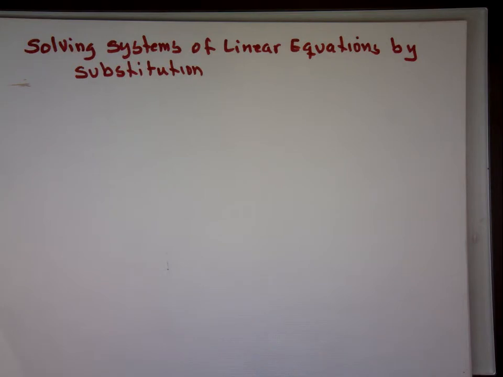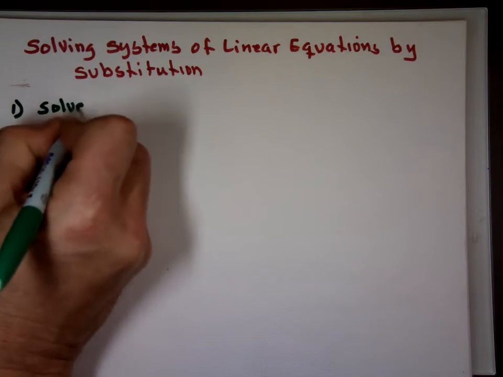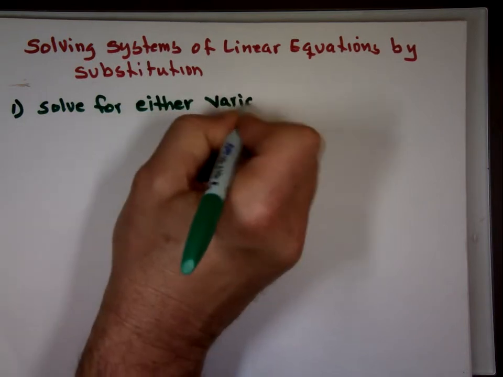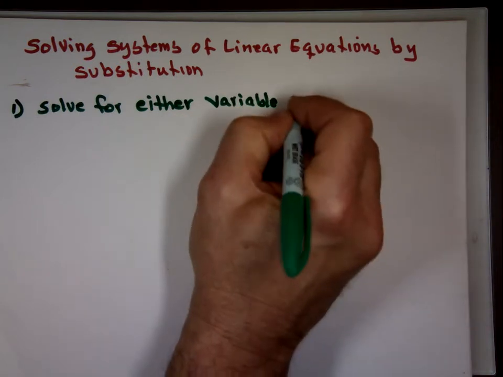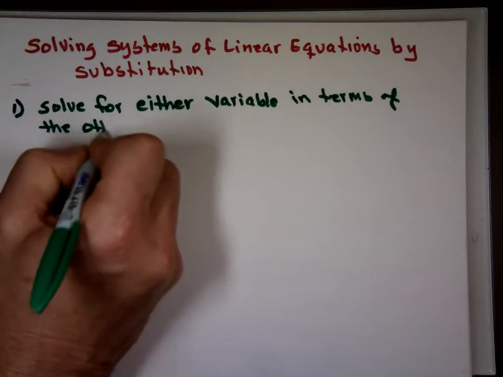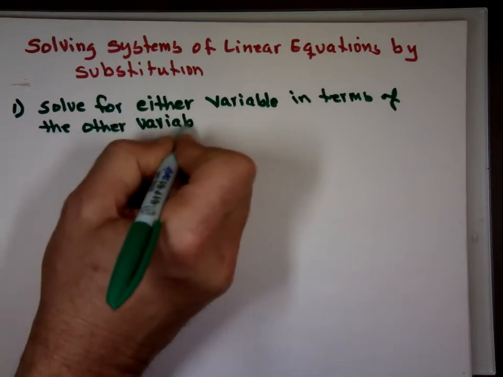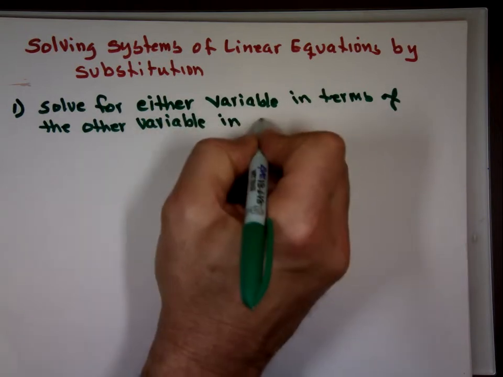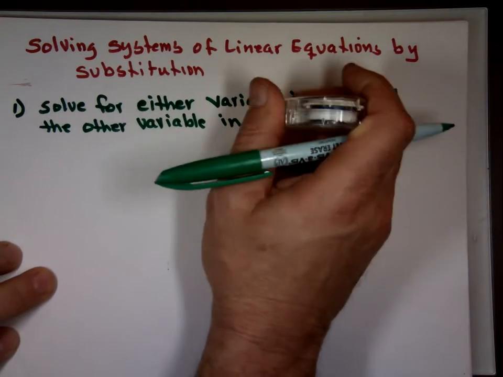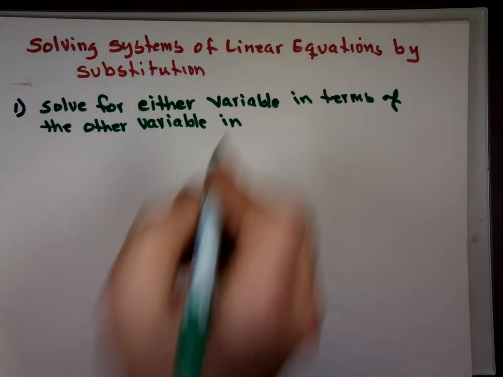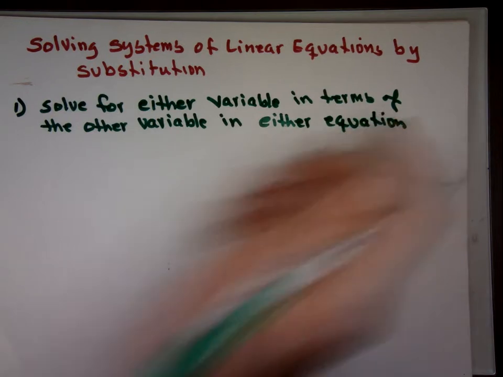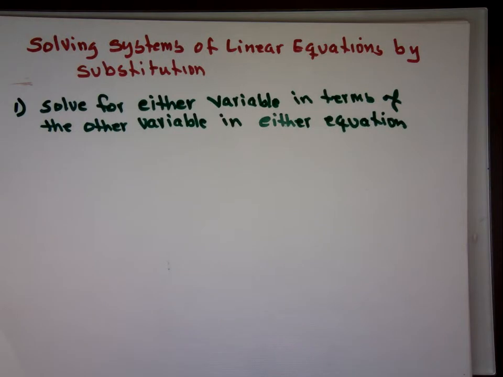Step number one, solve for either variable. I didn't say x, I didn't say y. For either variable in terms of the other variable, in one equation. Again, notice the word I use: one. That doesn't mean the first one. I should take the word one as either equation. It's up to you. People think that's the number one equation. In either equation. That's the first step. Solve for one of the variables, doesn't matter which one, in either of the equations.